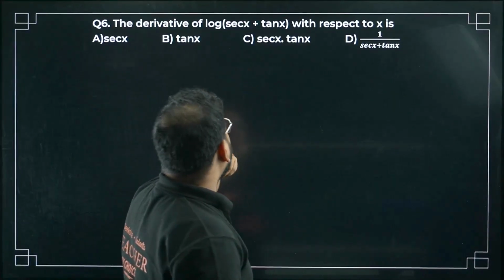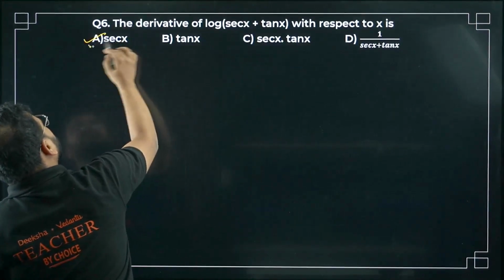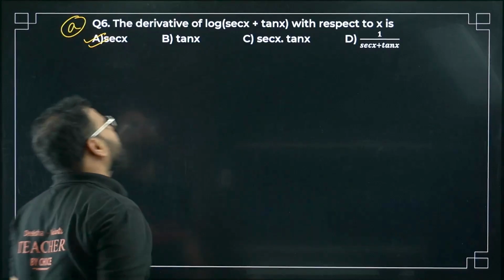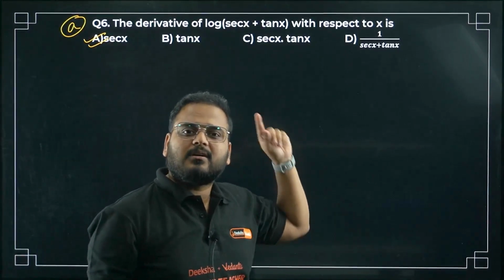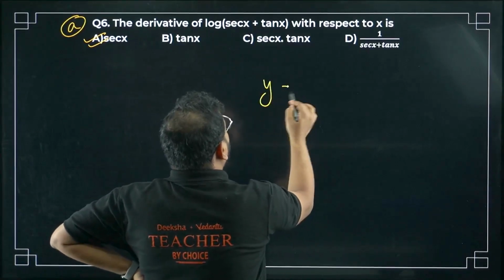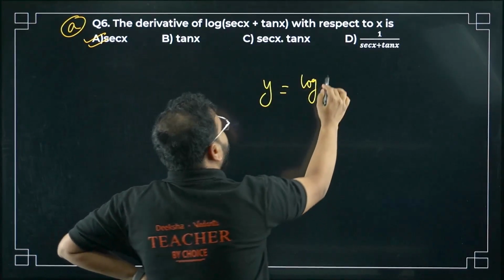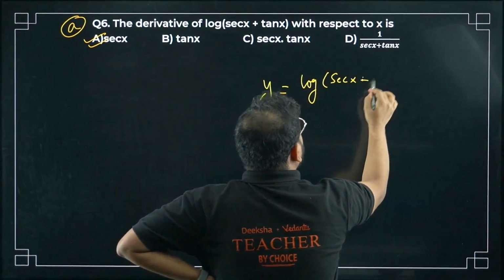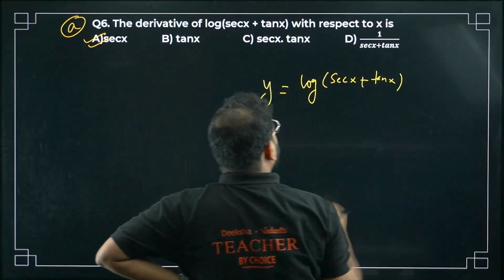This is a standard result, right? I think it should be coming as A, right? This is a formula. The integral of sec x is what? Log of sec x plus tan x. How come, sir? Differentiate it. Log of sec x plus tan x. How much is that going to be?